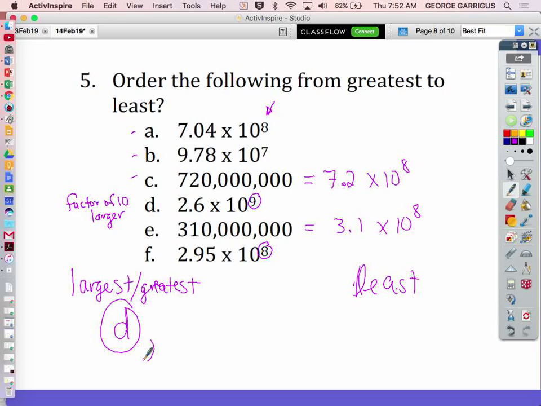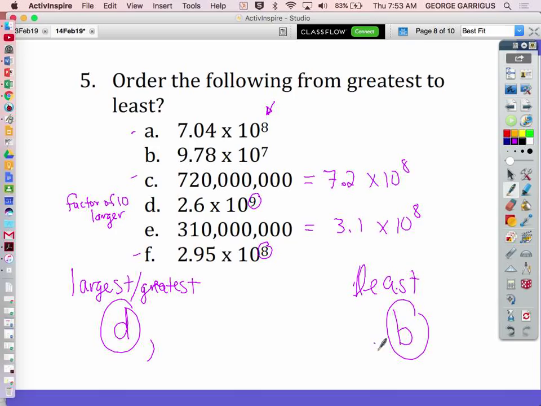Now I'll put a comma. This F was 2.9. The rest of them are all 10 to the 8th. So out of the 10 to the 8th, A, not B, let me erase B. We know that's the smallest. Let's put that as the least. B is the least because it's 10 to the 7th. By a factor of 10, it's smaller.